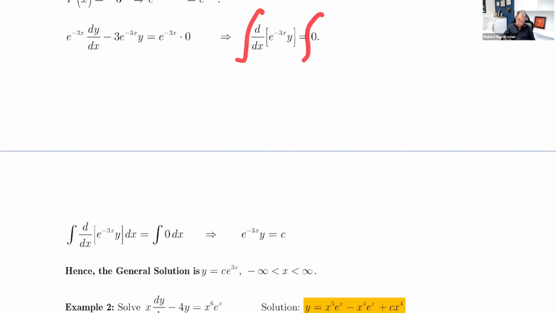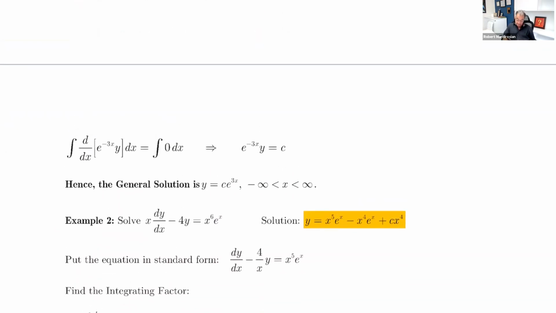So let me just show it to you here. The integral of d/dx of e to the power of -3x y dx equals the integral of 0 dx. That side is just e to the power of -3x y, and the integral of 0 dx, we know, is a constant. So now for the general solution, we can isolate y here. Divide both sides by e to the power of -3x. Then you can take that up and make the exponent positive. So you get y equals c e to the power of 3x, and x is defined everywhere. So that's the solution.